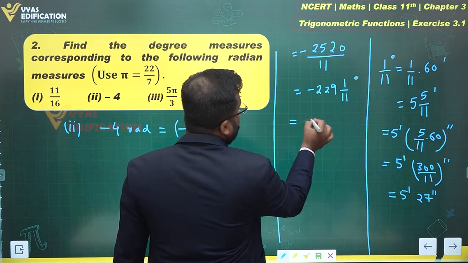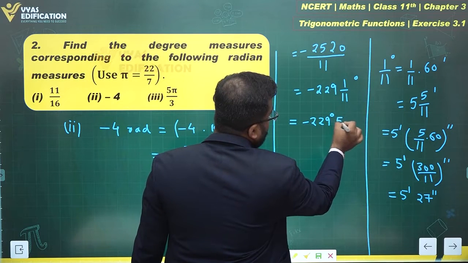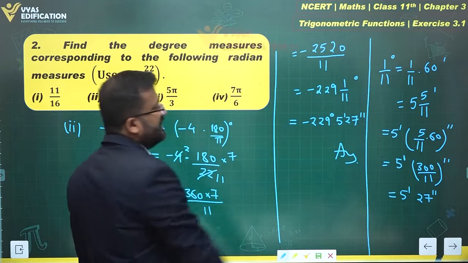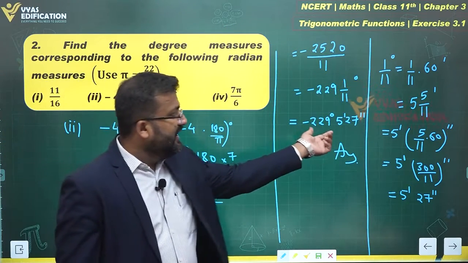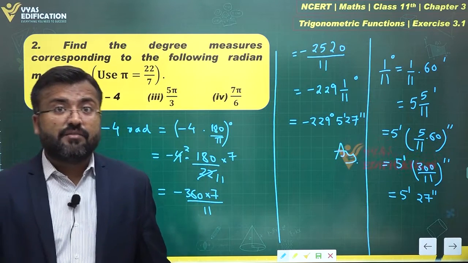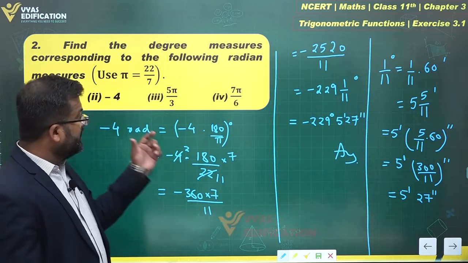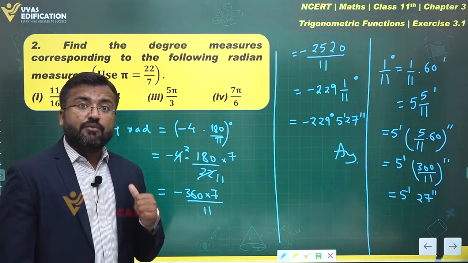So this finally becomes minus 229 degree 5 minutes 27 seconds. This is your answer for this minus 4 radian, finally converted in terms of degrees. This is the measure in terms of degrees. Is that all? Yes, that is all for this part. Once you have done this, we can continue further and move on to the next part.